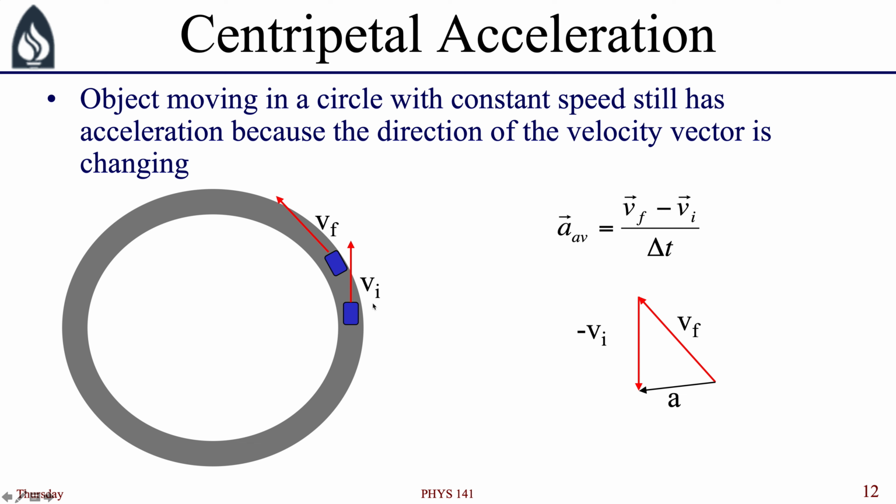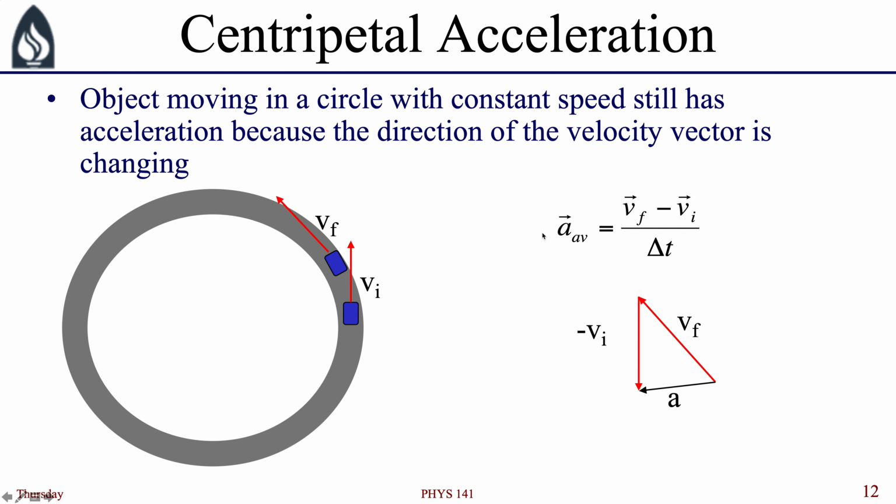So in this picture here, we have a little cartoon of a car going around a circular racetrack. And let's say the speed of the car is constant. It's always going 30 miles an hour. But you can see that the direction of the velocity vector is changing, and because of the change in direction, we will have an acceleration.